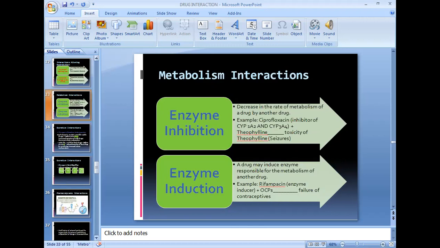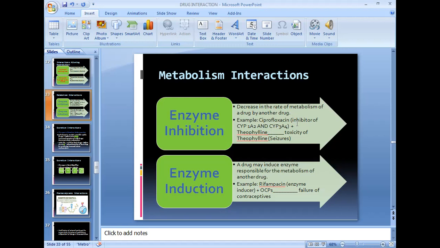Now, the third mechanism of pharmacokinetic interaction is metabolism interaction. Drugs are metabolized by the liver enzyme cytochrome P450, and there can be induction or inhibition of such enzyme, which ultimately affects the metabolism of concomitantly used drugs. For example, if a drug decreases the rate of metabolism of another drug due to inhibition of the enzyme, there will be more availability of the drug to produce toxicity.